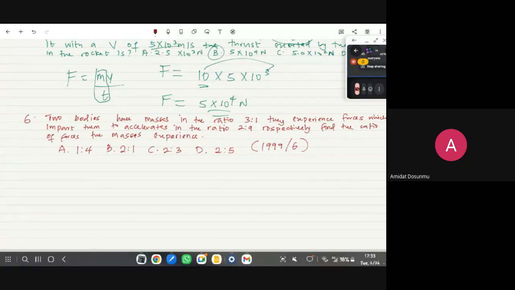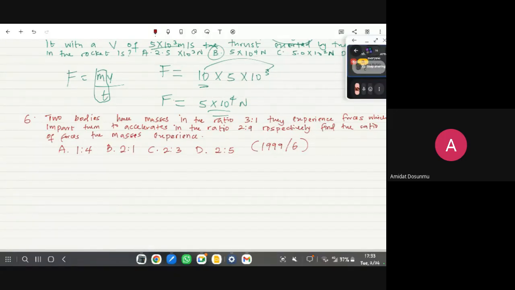Two bodies have masses in the ratio 3 to 1. They experience forces which impact them to accelerate in the ratio 2 to 9, respectively. Find the ratio of forces the masses experience. Questions like this, if you have not seen them, you might struggle on how to solve them. So you need to have seen these questions to know exactly how to do it. Somebody already gave me the answer, which is correct.